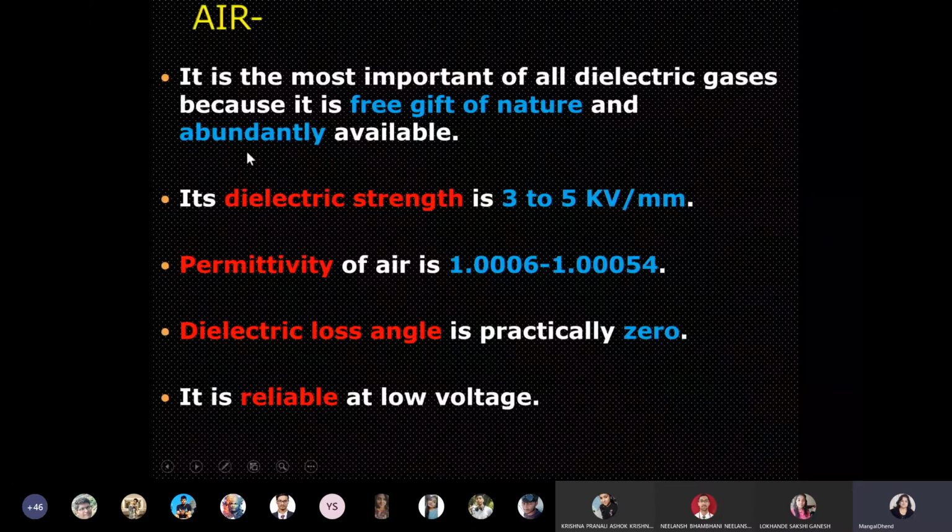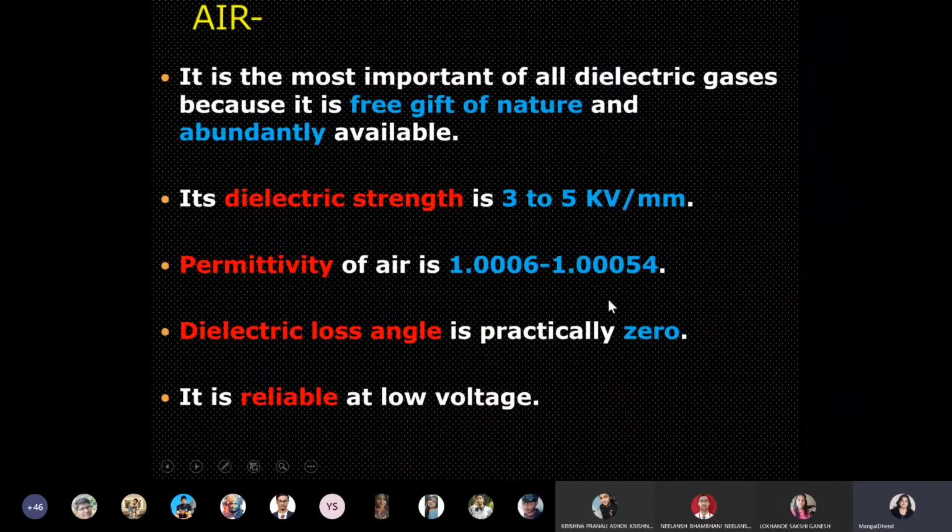So air. You know it is the most important of all dielectric gases because it is a free gift of nature. There is no cost, and it is also available abundantly and easily. Due to this, it's popular. Its dielectric strength is 3 to 5 kilovolt per mm. So the dielectric strength is also good. It is higher than some solid insulating materials.